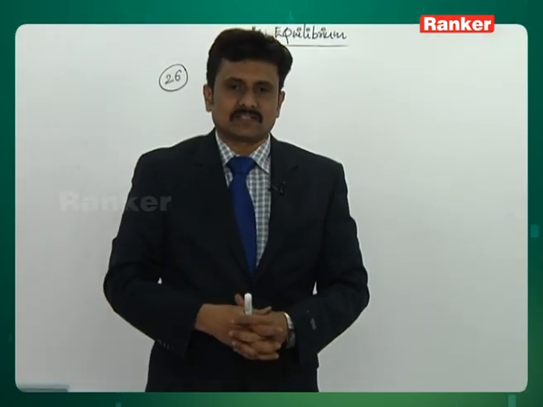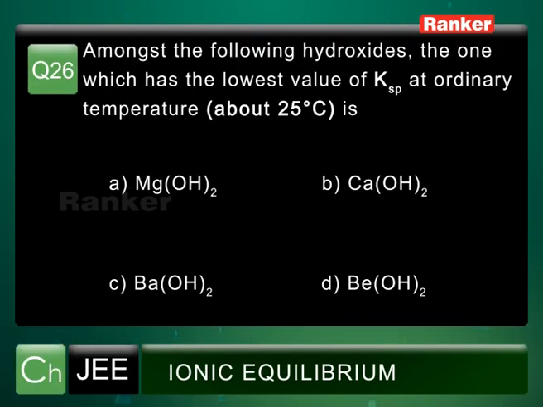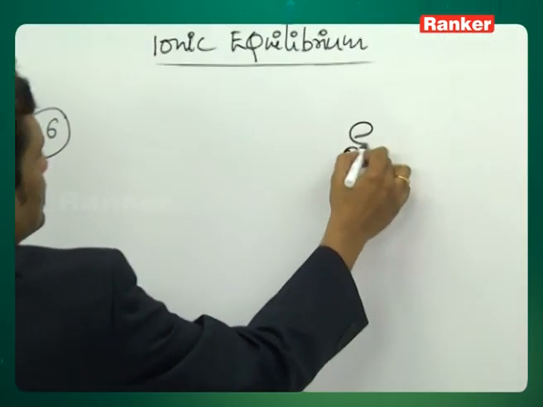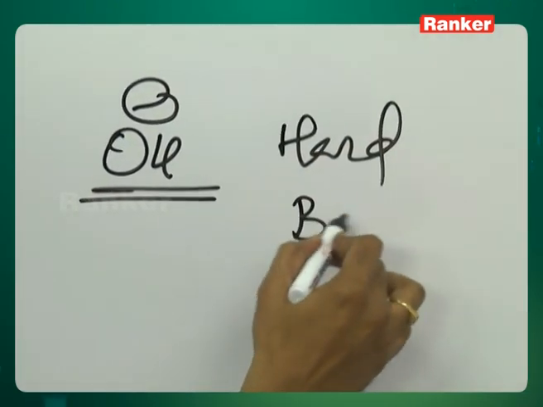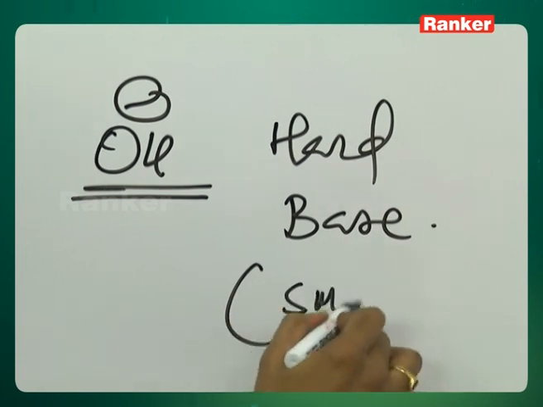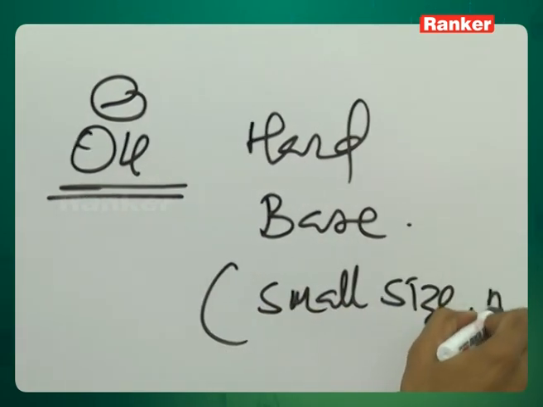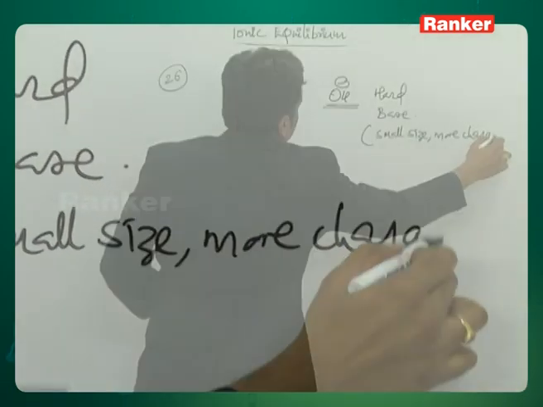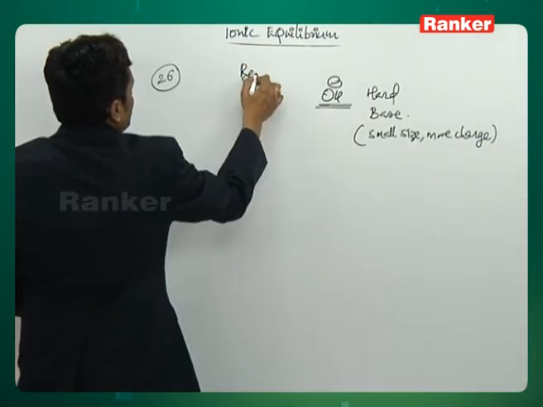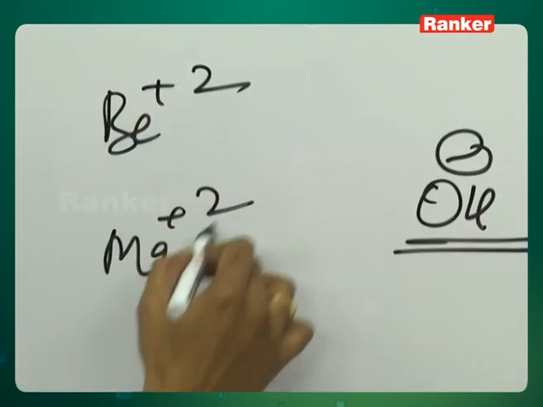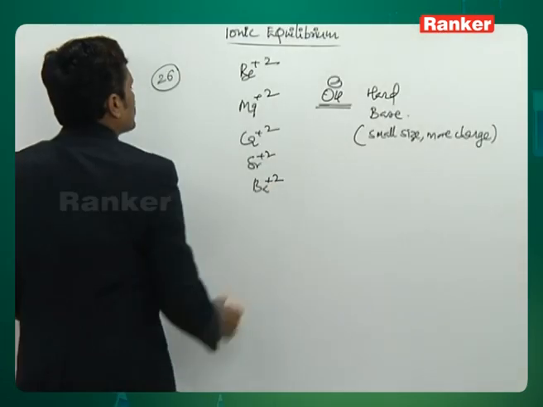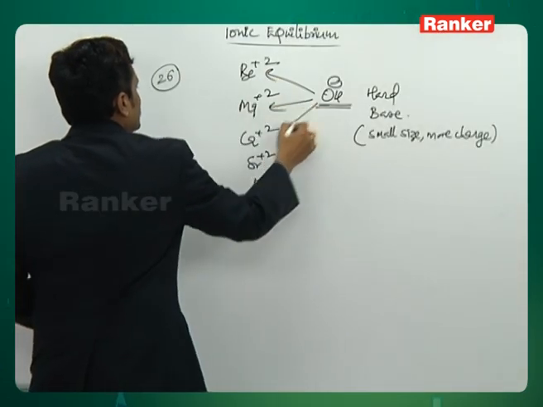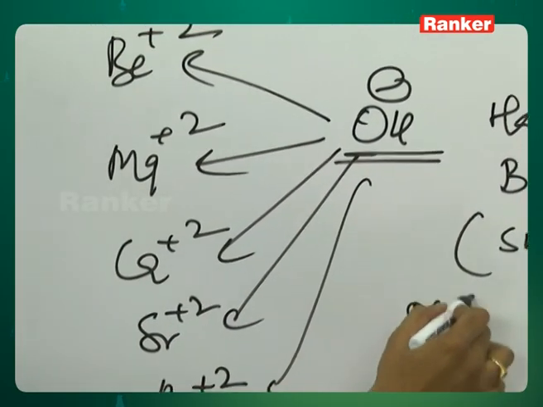Among the following hydroxides, which one has the lowest value of Ksp at ordinary temperature? This question is a little textual. We know that the hydroxide ion, because there is a negative charge on the oxygen, is considered to be a hard base, because of small size and more charge density. The metal has multiple options like beryllium, magnesium, calcium, strontium, barium. So in each case it will be forming a compound, which is nothing but the hydroxides.